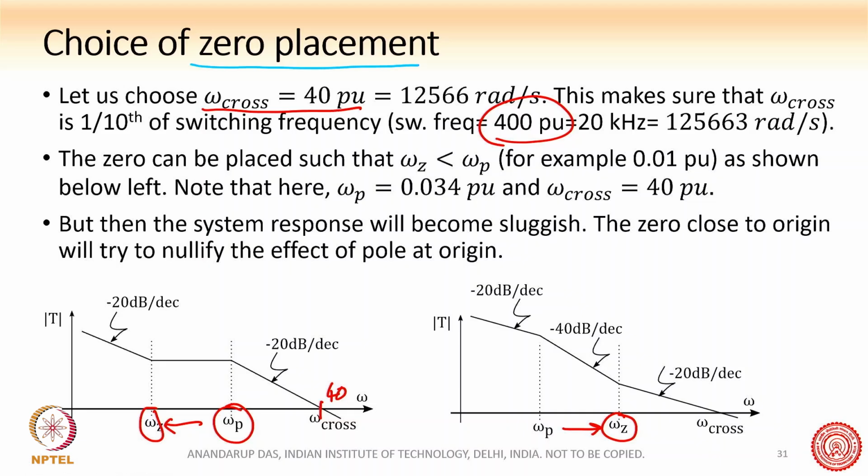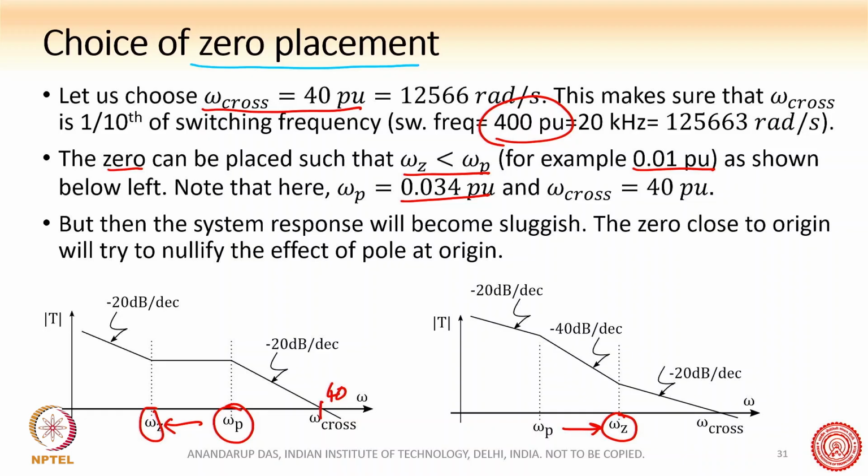much less than the switching frequency. So now you have two choices, as I was telling. The zero can be placed like omega z less than omega p. For example, you can put it at 0.01 per unit, and here omega p is 0.034. But you can also choose the zero to be on the right hand side of omega p.